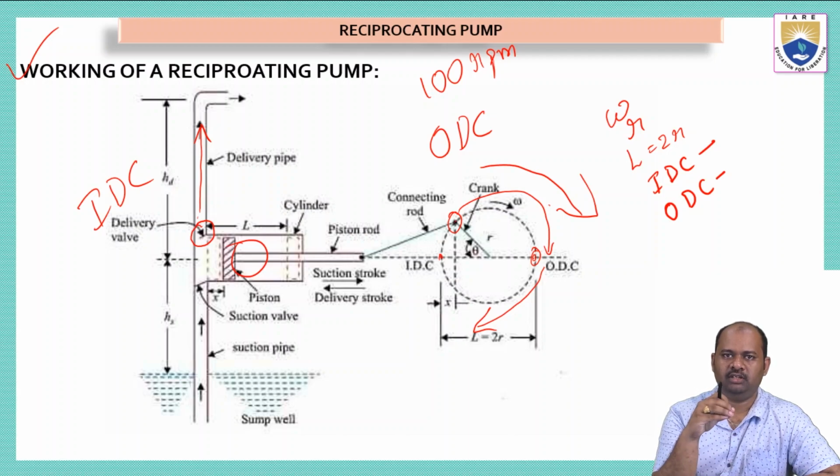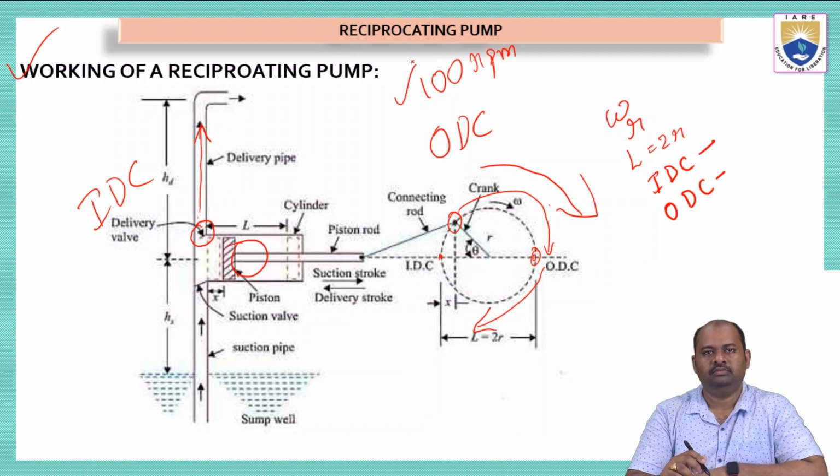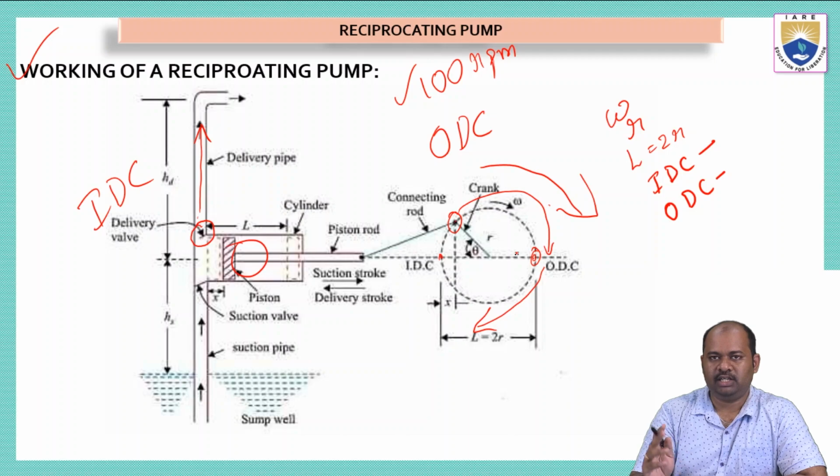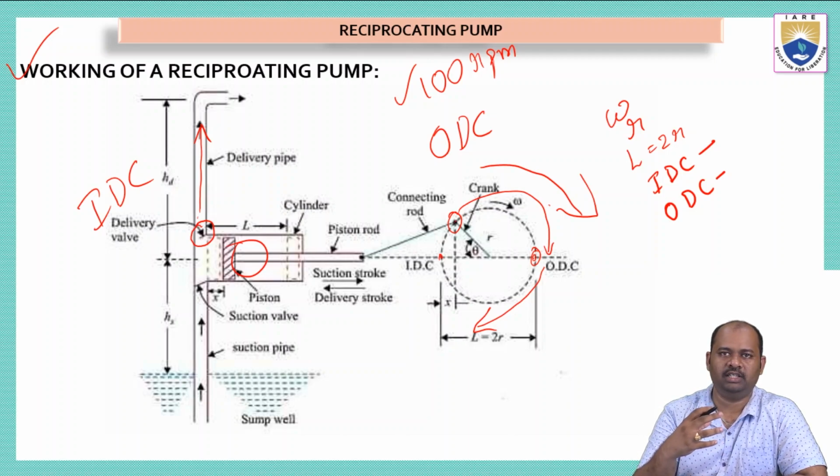That means suction into the cylinder and delivery into the delivery pipe. So this will happen in one rotation of the crank wheel. This process will be repeated 100 times every minute, that is 100 RPM. If the wheel rotates at 100 times per minute, we produce 100 pulses of water coming out of the delivery pipe. Now this is the basic working of any reciprocating pump.